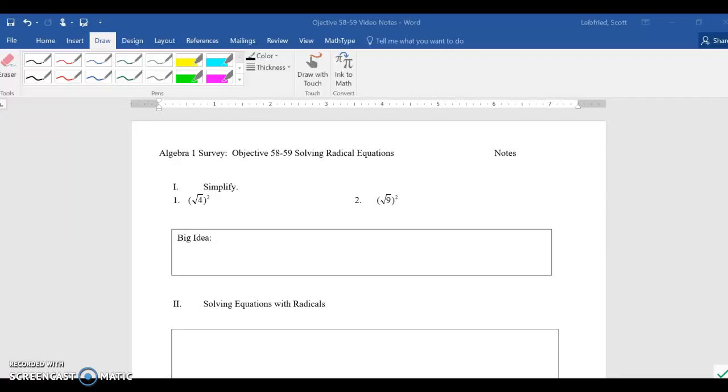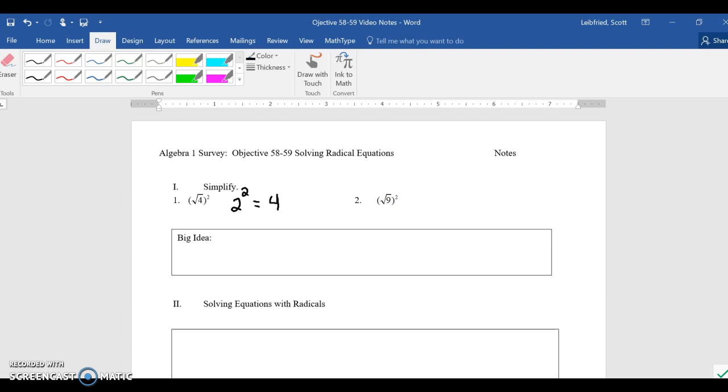Welcome to Objective 58 and 59, Solving Radical Equations. Let's look at Roman numeral 1. It says simplify. So what would happen if we had the square root of 4 and then squared? Let's investigate this a little bit. The square root of 4 is 2, and then we square it. That's equal to 4.